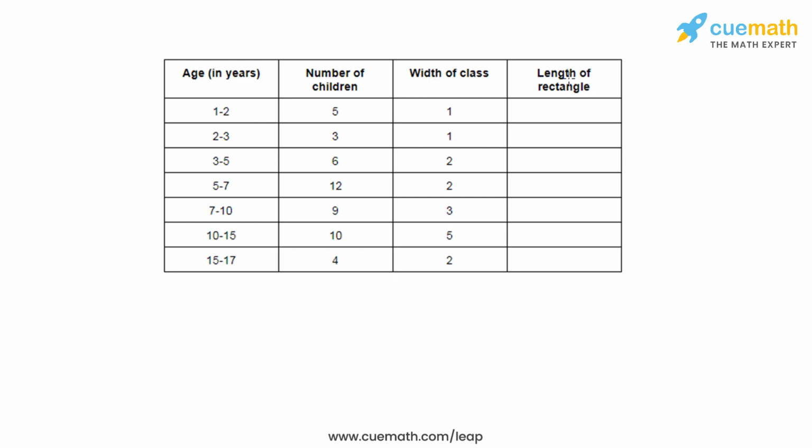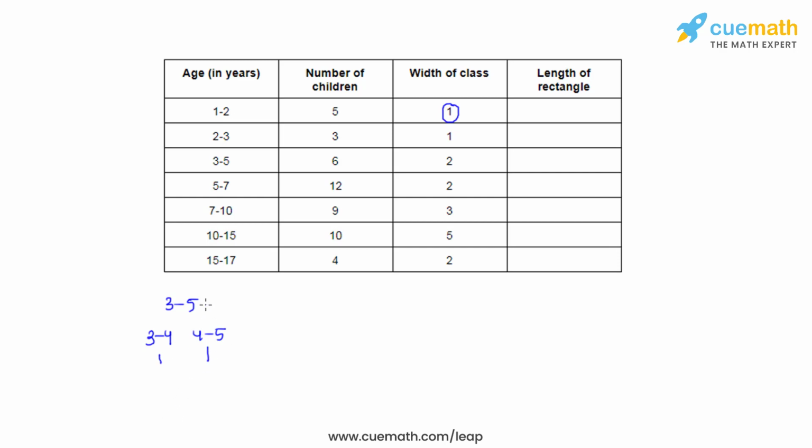Now we'll have to adjust the length of the rectangle, that is the frequency of each class interval. So we will first take the class interval with the minimum class width. So 1 is the minimum class width. Now we'll try to divide each class interval into subclass intervals of width 1. So the second one we need not do because its class width is already 1. For 3 to 5, we can make two subclass intervals, that is 3 to 4 and 4 to 5, each having a class width of 1.